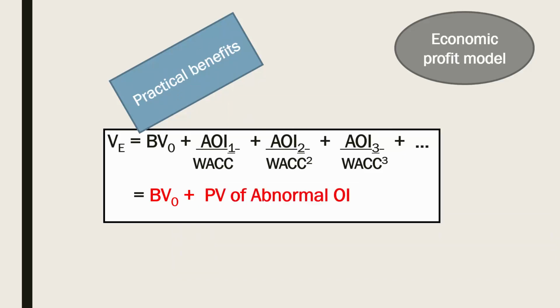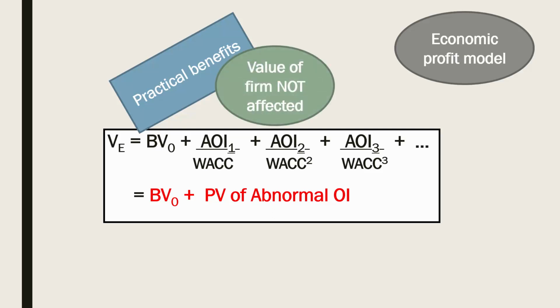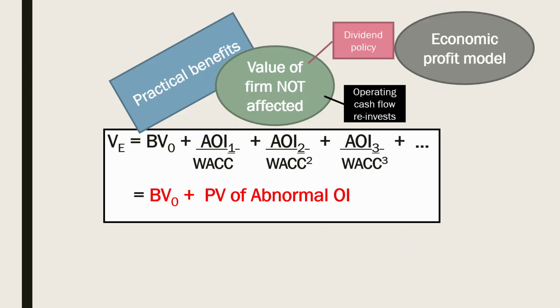By focusing on abnormal earnings or abnormal operating income, rather than dividends or cash flow, there are some practical advantages. We no longer need to be concerned that the value of a firm will be affected by its dividend policy, nor by the amount of its operating cash flow it reinvests into its operating activities. We can focus our attention and our efforts on analysing a firm's financial statements, on those aspects that are potentially adding value. This should help us more effectively engage with the economic and business realities of a firm.